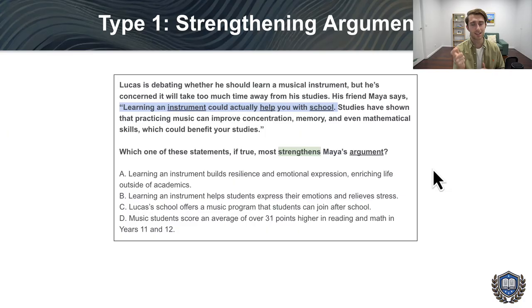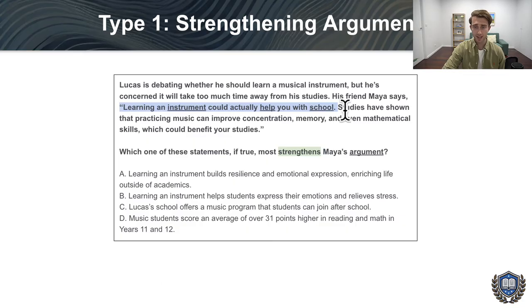And so understanding the keywords is important because I guarantee one of the tricks, one of these ones here that a lot of people will pick which won't be correct, will be something that backs up the fact that learning an instrument is really good, but it doesn't have anything to do with school. So keywords is really important.